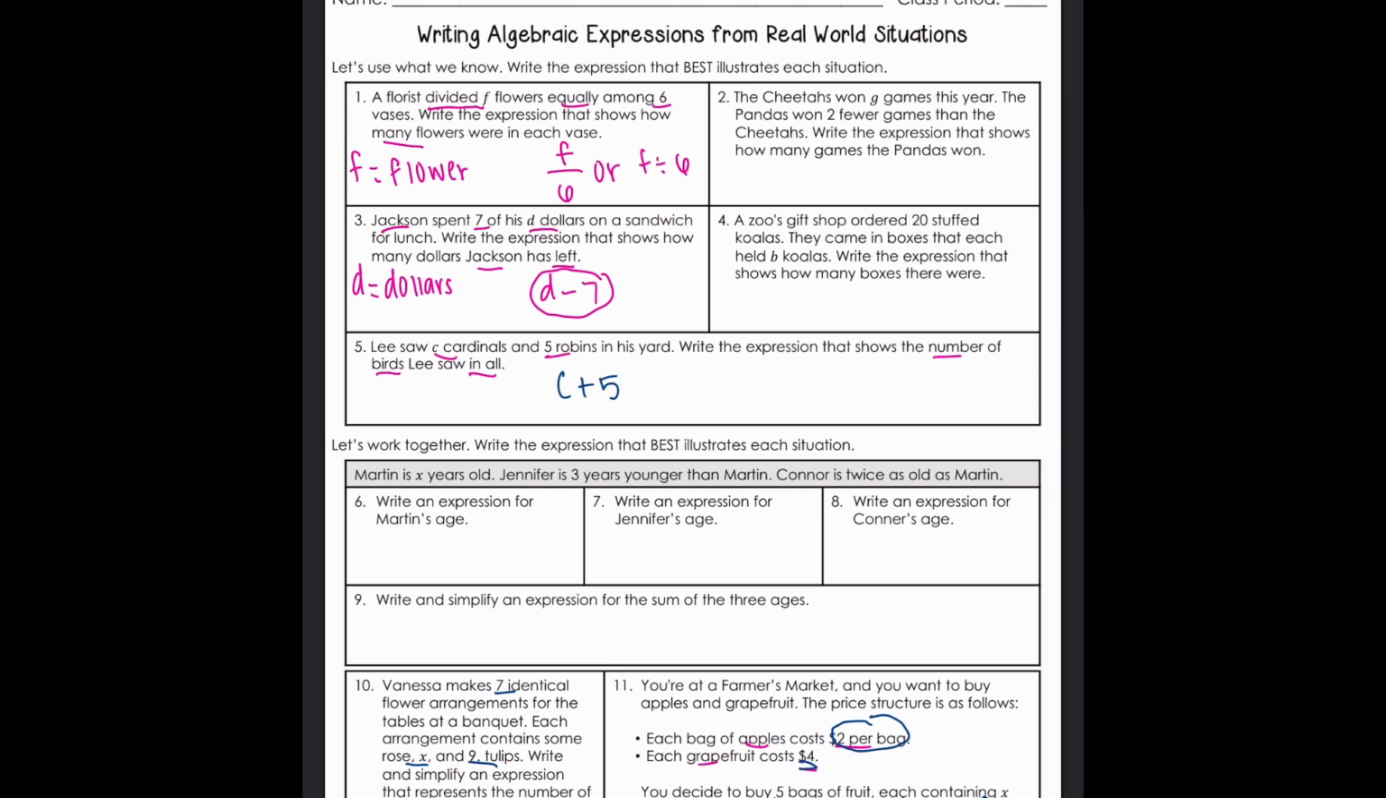5 times 2x gives me 10x, and 5 times 4 gives me a positive 20. Okay, that's how much I spent at the farmer's market.